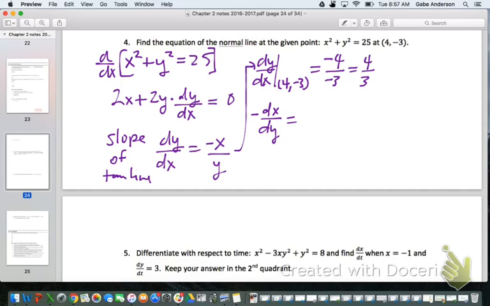So what I'm going to do is I'm going to do the opposite reciprocal. So Pristine, what would that look like for this one? If 4/3 is the slope of the tangent line, what would be the slope of the normal line? Negative 3/4. Good. And that's what I want to use, that slope of negative 3/4. So then my final step would be to use my point of tangency. So y minus negative 3 equals slope of the normal line, parentheses, x minus 4. Of course, that's in point slope form. You could use the other form if you want.